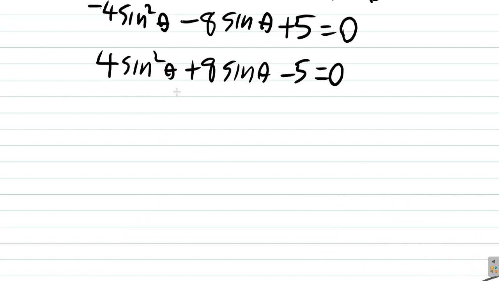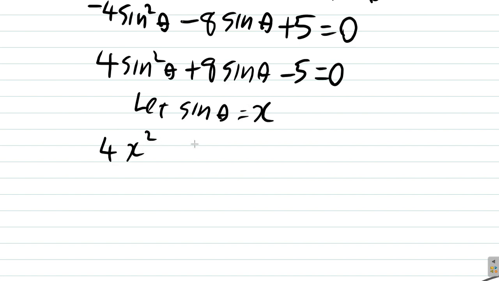So now, let sine theta be equal to x. So we can write this, this is now a quadratic equation in sine theta. We want to write it as a quadratic equation in x. It would be a lot easier to solve and less confusing if we just have one letter x instead of sine theta. Alright, so you have 4x squared plus 8x minus 5 equals 0. Alright.